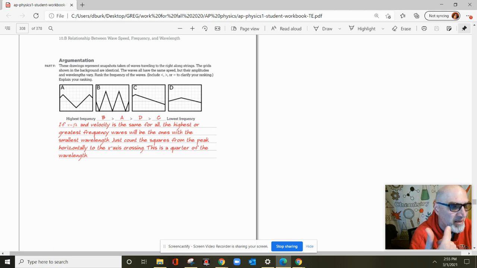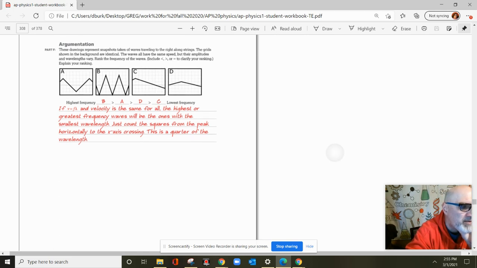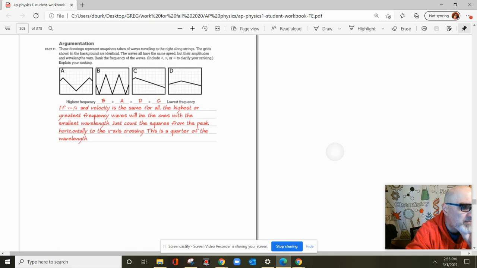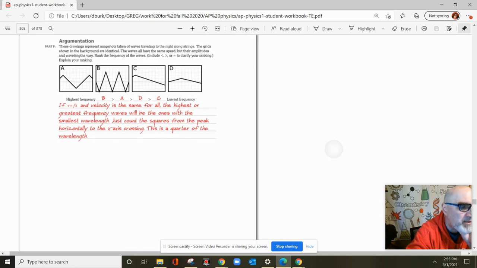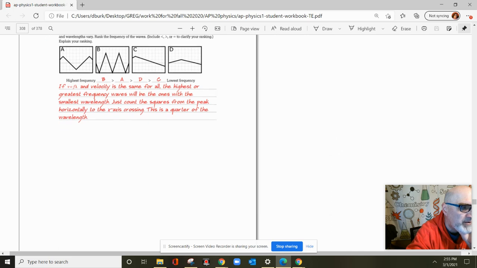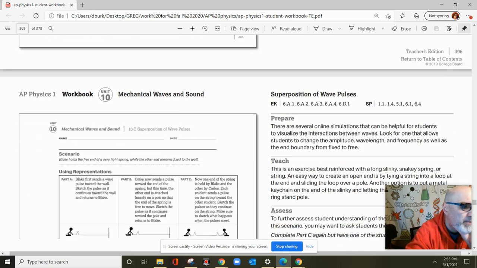Boy, that is really hard to tell, honestly, from those two graphs. I might have said that C was actually greater than D. Its amplitude is different. Really hard to tell for me personally. I think they're really being picky there. But you can see they did have an explanation.